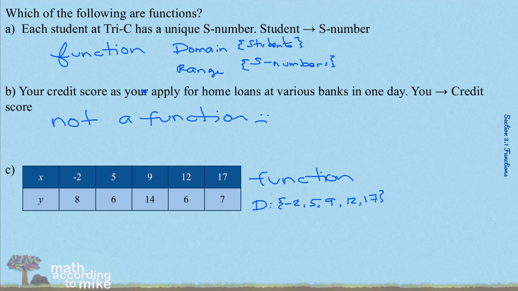And likewise, the range, we only list the values. 8, 6, 14. We don't need to write 6 twice because it's already there. 7. And comment on that. You don't have to write them in order when you are in what's called roster notation. You could just put the letters or the numbers or whatever the elements are, in this case numbers, in any order you want. If you want to rewrite it as 6, 7, 8, 14, that's fine. It does not have to be in order though.